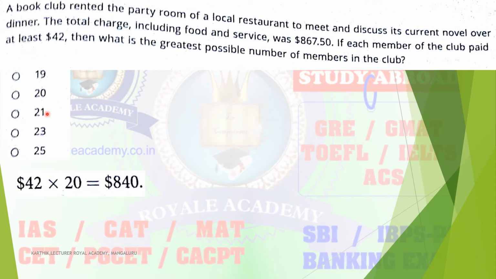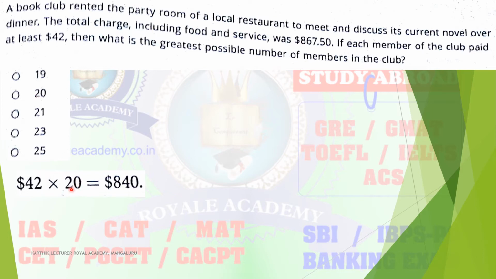Why? Because each member has to pay 42 rupees. Yes, some members can pay more than that 42, but each member should pay at least 42. So just consider option 20. 42 into 20 is how much? 840 rupees. That does not exactly match 867.50, but if 21 members are taken, it is more than 867. So each member has to pay 42 rupees, so this option, 20, is correct.